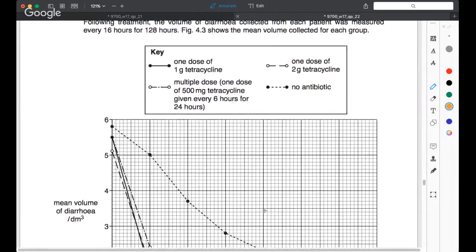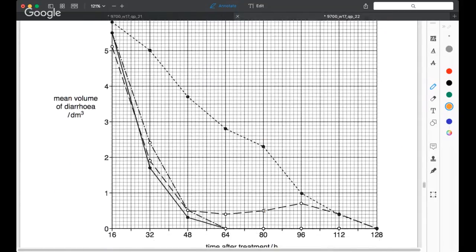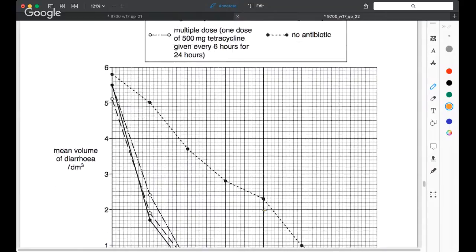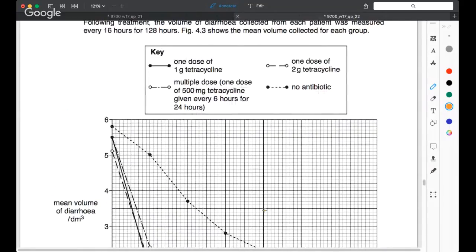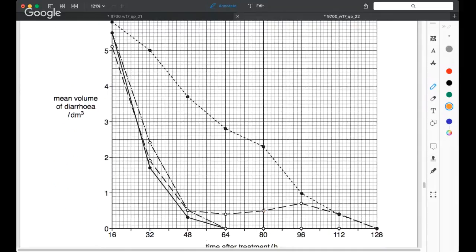I want you to do this simply, just try and do it as systematically as possible. Start with the really broad, obvious stuff. So all curves are decreasing over time. Diarrhea is reduced to 0 regardless of the treatment group. That's 1 mark.